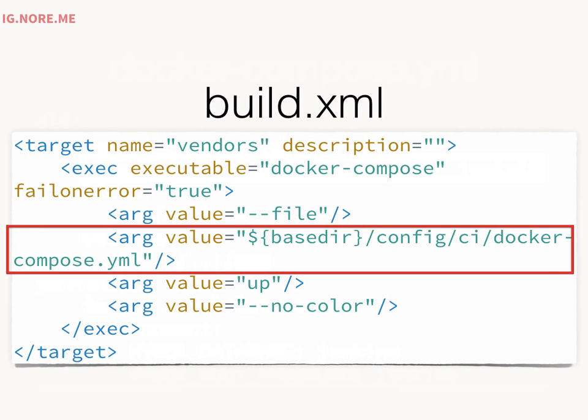The build XML file for that is also pretty straightforward. You just run Docker Compose, tell it which file to use, which means you can also have multiple files, and then just run up. A no color is of course just a preference, but it makes the output in Jenkins look better.